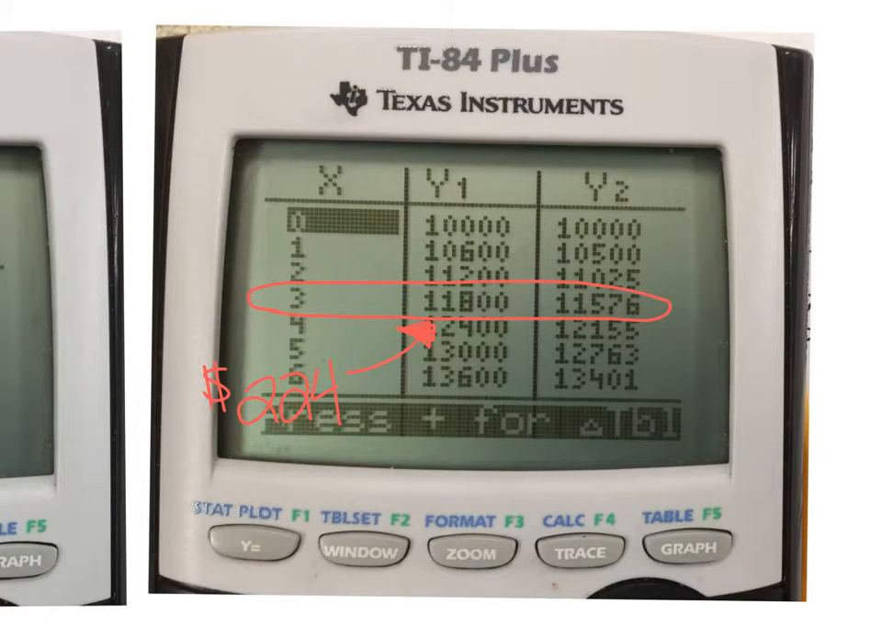All right, question 6 says find the value of your deposits after 20 years in each account. Which one's a better choice? So you're going to use your calculator and scroll down and find which one's going to be the better choice after 20 years.